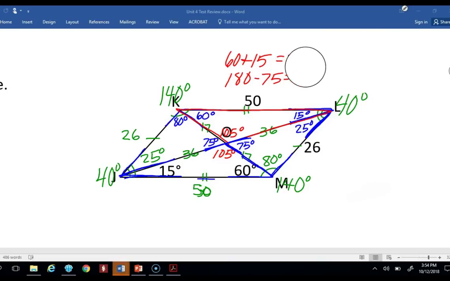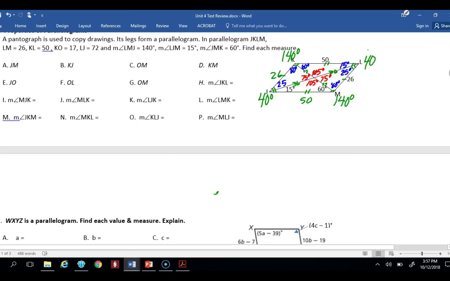All of that's already done. So we're going to now go back and read the questions and answer all of them. Now that we have all these parts filled in, we're going to see if we can find what it's asking for. The first thing it asks for up here is JM. Let's see if we can find JM. JM is down here, and that is 50.